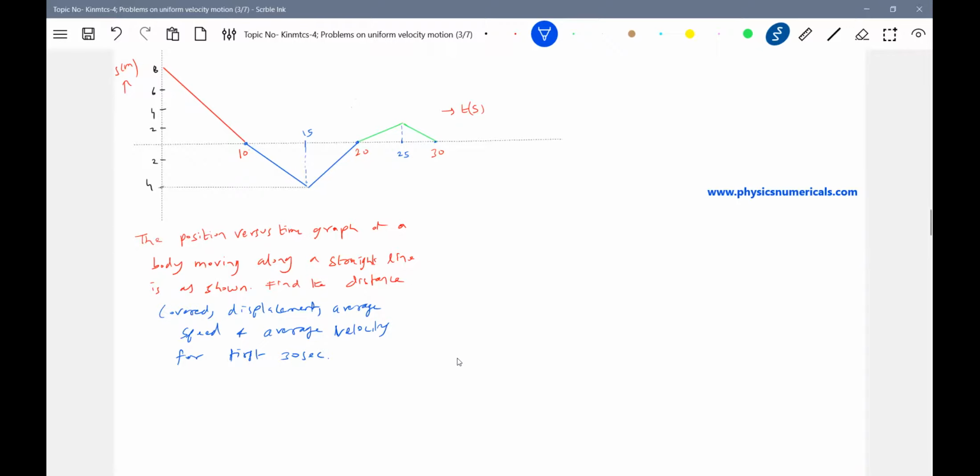How that motion occurs, I think we must first have basic clarity of how the motion really takes place here. So let me take this as the origin. Initially the body is at a distance of 8 meters. After t equals 0, it is here. At t equal to 10 seconds, it will be at the origin. And at t equal to 15 seconds, it will be at -4 meters.